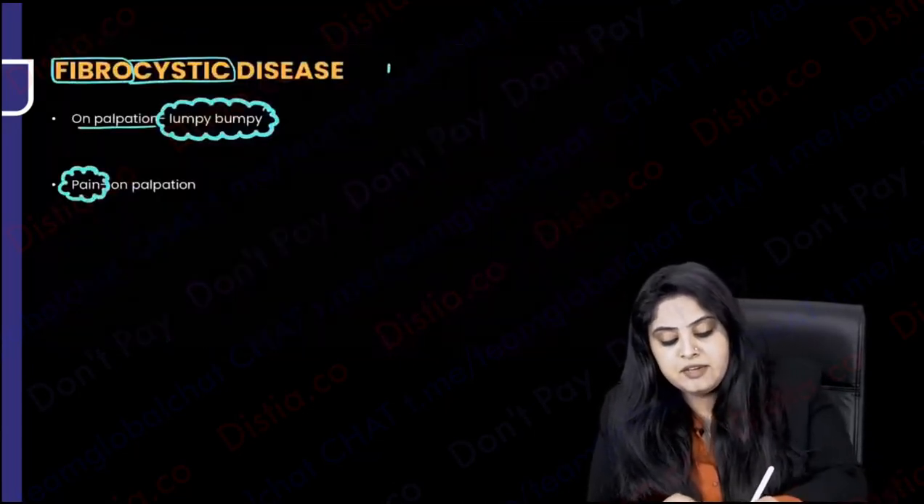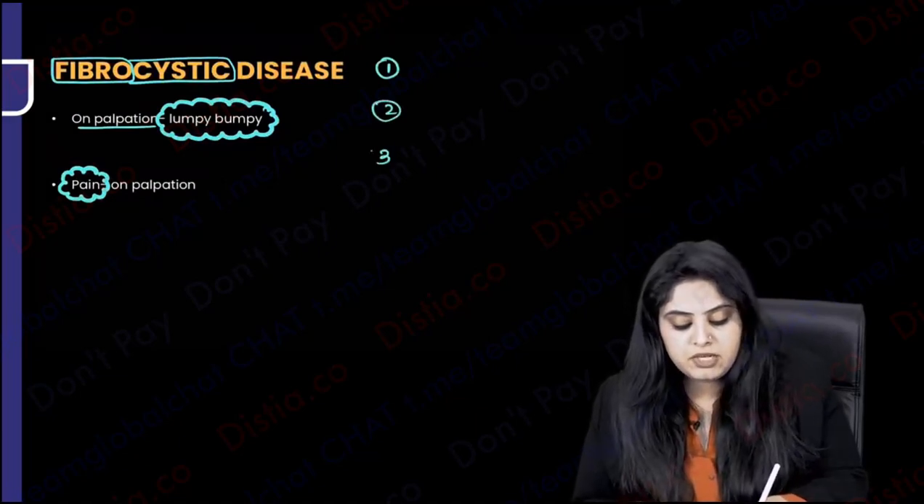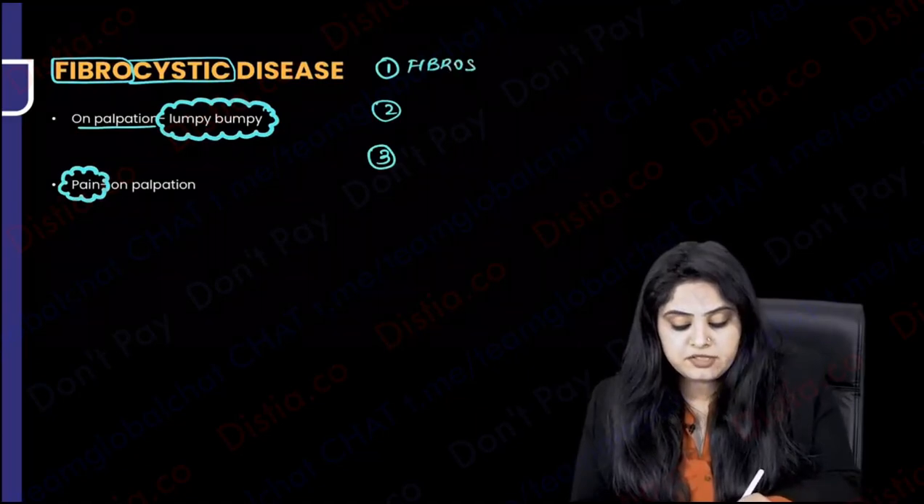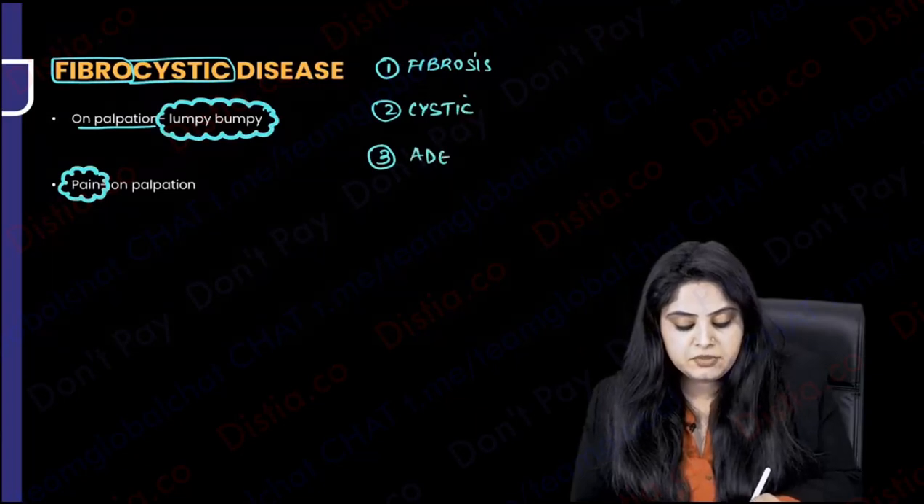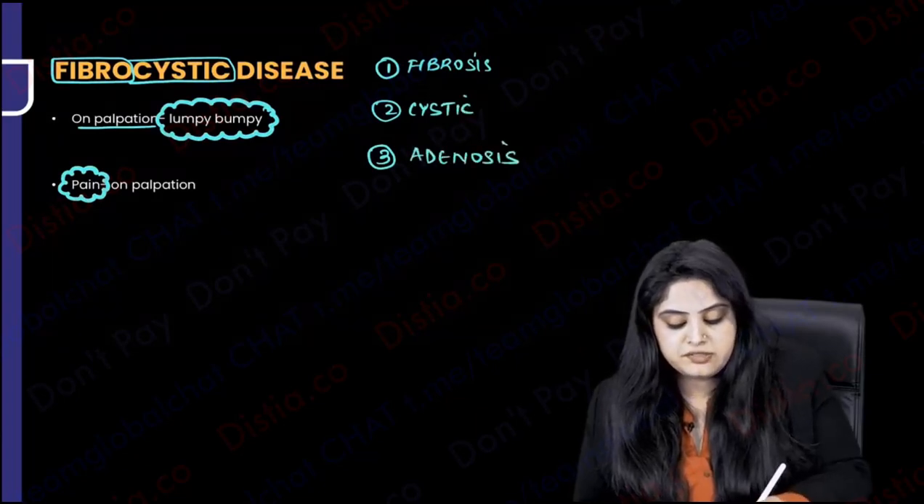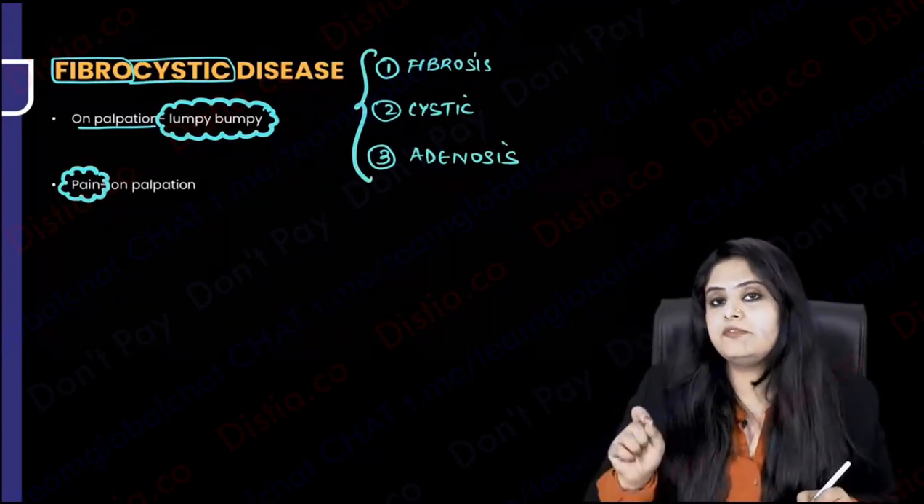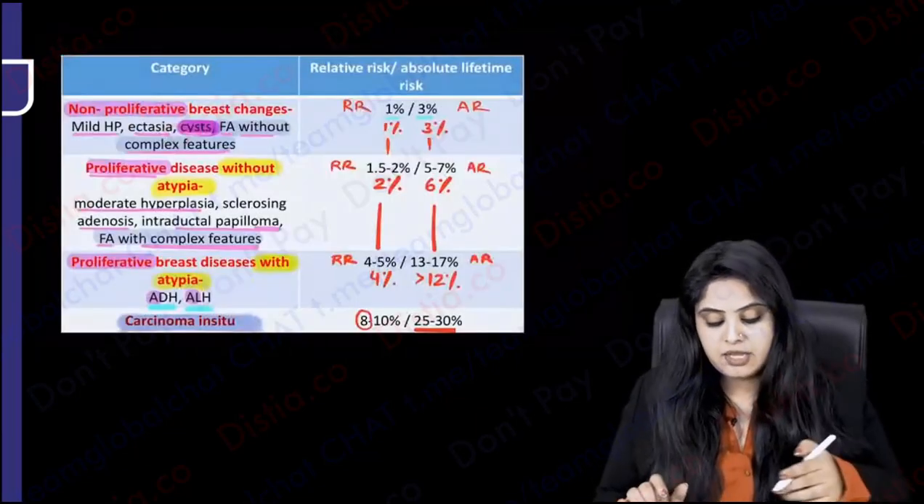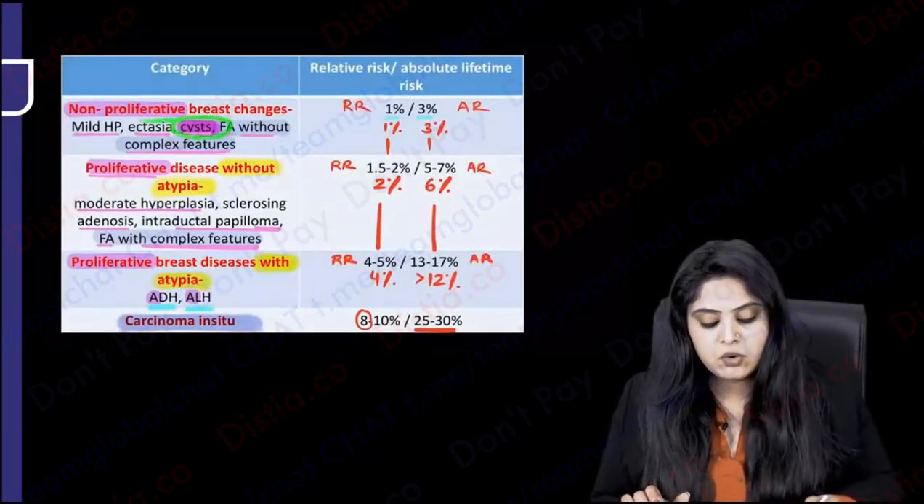So I can say fibrocystic disease is a combination or a triad of what? Number one, it's going to contain fibrosis, as the name suggests. Number two, it's going to be cystic. And number three, it is going to be adenosis. These three things together make up fibrocystic disease. I hope everyone's okay with this. And what category was it coming under? Fibrocystic was coming under non-proliferative.